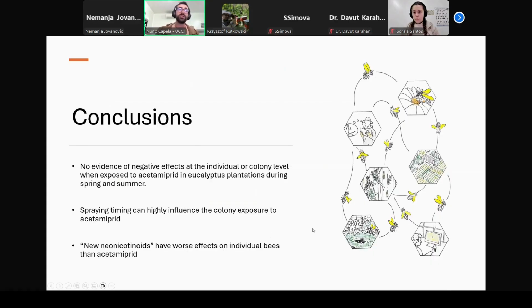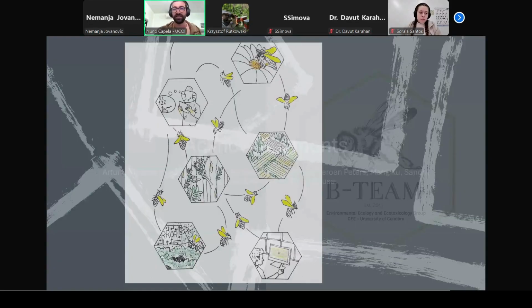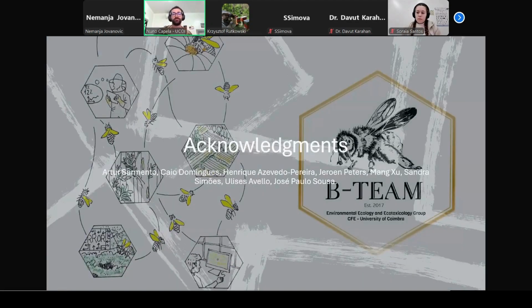So in the end, when it comes to acetamiprid, we did not find evidence of negative effects. Of course, the spraying time highly influences the colony exposure, so you can apply some mitigation measures to reduce the risk of exposure. And these new compounds, unfortunately, have even worse effects at individual level than the acetamiprid. And that's it. Thank you very much.